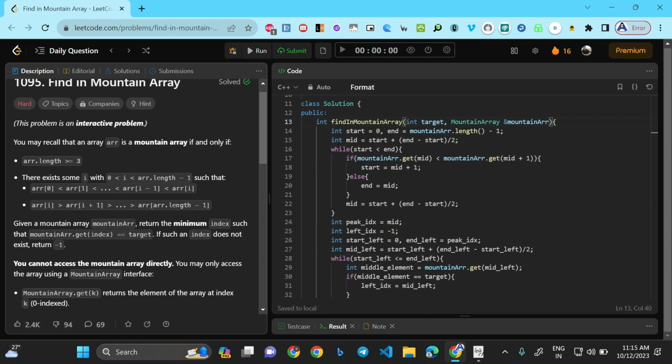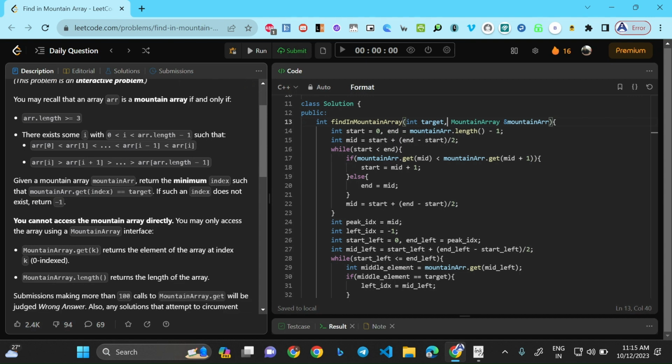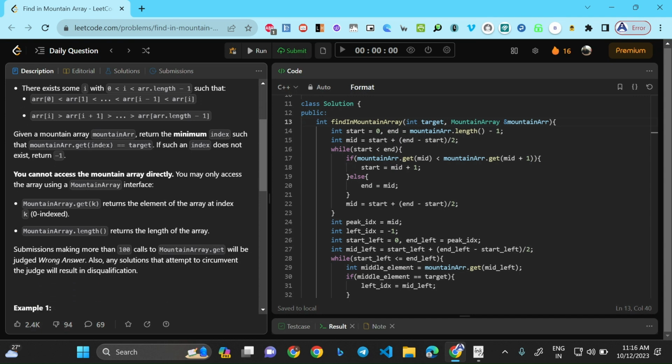You may recall that an array ARR is a mountain array if and only if the length of the array is greater than or equal to 3 and there exists some i with 0 less than i less than arr.length minus 1 such that it grows up from arr[0] less than arr[1] less than so on, arr[i minus 1] is less than arr[i], and arr[i] is greater than arr[i plus 1] and so on till length minus 1, till the last element. So it's like a mountain. We'll see it in brief on the notepad.